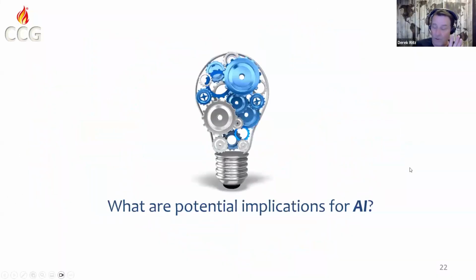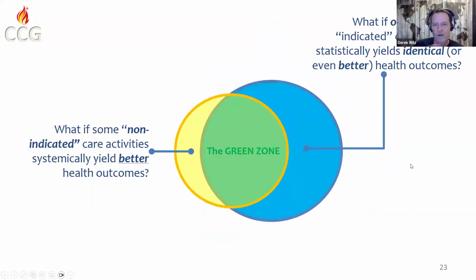Now, there are some super cool implications for AI here, because if we play with our Venn diagram a little bit, what if there are some non-indicated care activities that are systemically yielding better health outcomes? If we've metered the system with our digital health, there might be a whole cohort of clinicians that have just read the latest edition of the New England Journal of Medicine and are trying something that actually isn't what's indicated in the care guidelines for diabetes care, or hypertension care, or what have you.